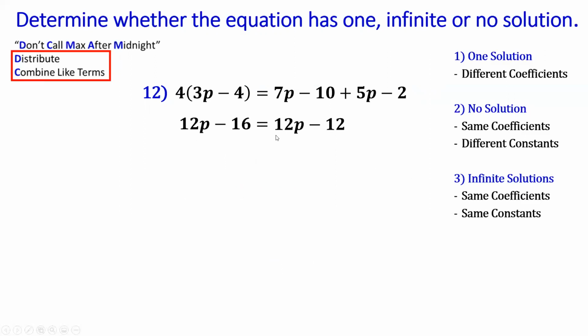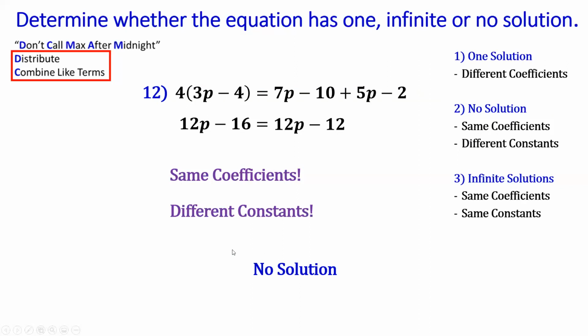I'm going to notice that my coefficients are the same. They're both 12. But this time my constants are different. One of them is negative 16. The other one's negative 12. When you have the same coefficients but different constants, this is what we would call no solution. So the final answer for number 12 is simply no solution.